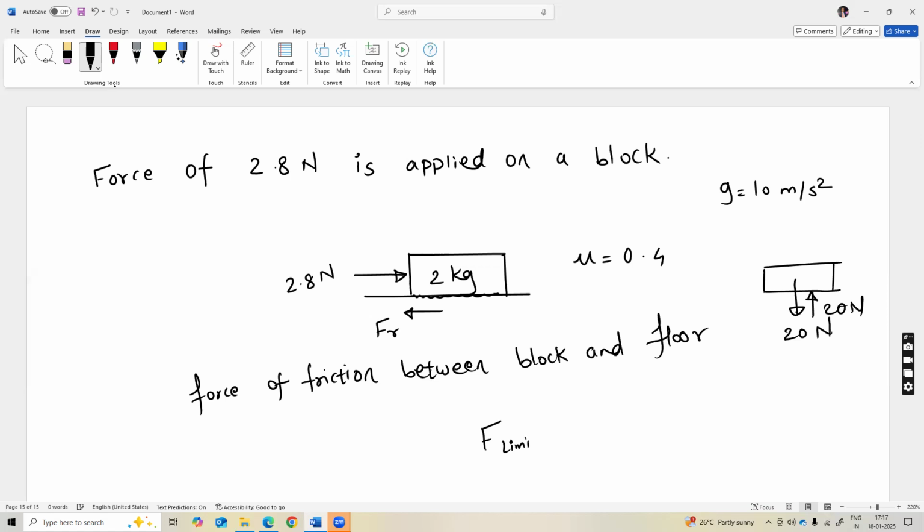Therefore 20 Newton normal reaction is there, and we calculate the limiting frictional force, F limiting, which is equal to mu N. Here mu is 0.4, N is 20. So the limiting frictional force is 8 Newton. When someone applies a force of 2.8 Newton on this block, which is not enough to overcome this 8 Newton force, the block will not move, and the frictional force will be equal to the applied force, just to balance it. So it will be 2.8 Newton.